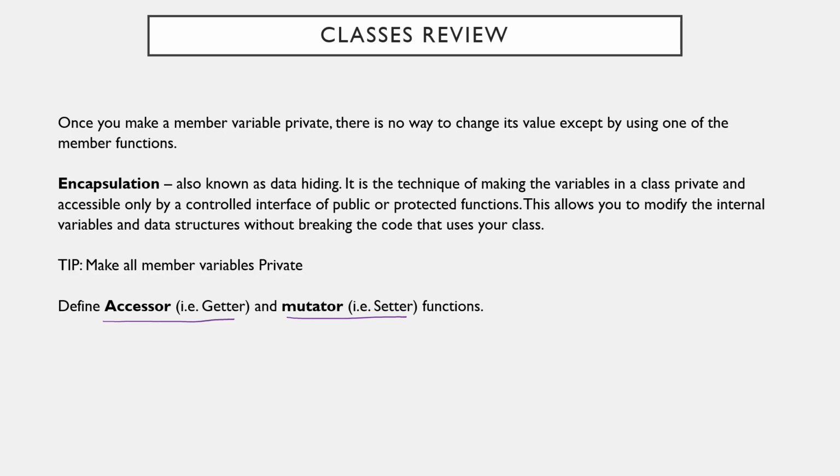So the idea is to make all of your member variables private and then use accessor and mutator functions to access the data. But sometimes you want to use friend functions, and today I'm going to give you some motivation and some examples on when you would use friend functions.